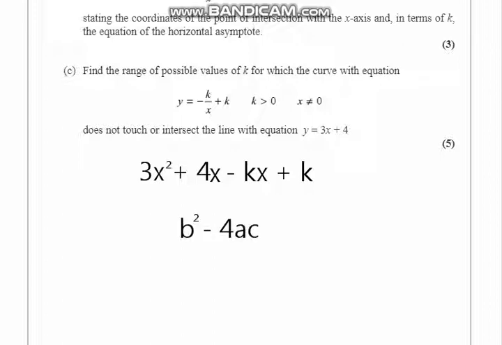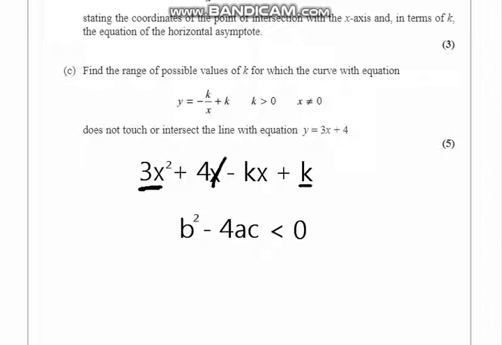We can use the discriminant, b squared minus 4ac, to find k. Now remember, before using the discriminant, they say that it does not touch or intersect the line, so our discriminant will be less than 0. If it were touching at one point, that would be equal to 0, so this will be less than 0. Now we need to know what a, b and c are. Our a is the coefficient of the first term of the quadratic, 3x squared, so that's 3. C is our k, and our b is 4 minus k.